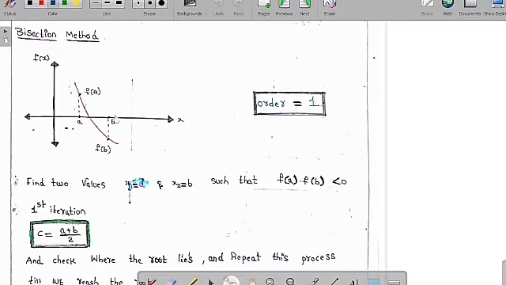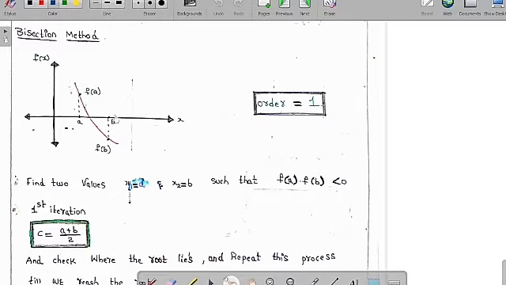Find two values, x1 equal to a and x2 equal to b, such that f of a into f of b is always less than 0. You have to take any two points a and b such that the condition f of a into f of b is always less than 0. You must not take just any two points. You have to take only those points which satisfy this property, f of a into f of b less than 0.